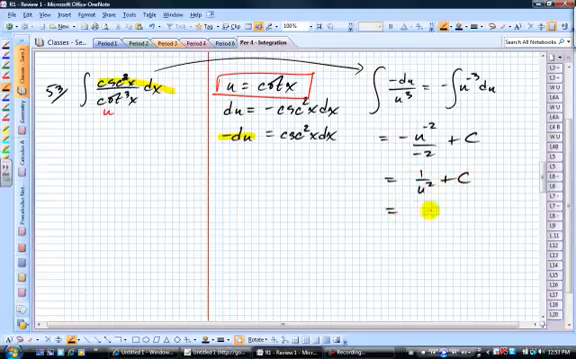And then bring back cotangent in. So you get 1 divided by cotangent squared x, because you've got to square the function, plus some constant. Okay, number 54.